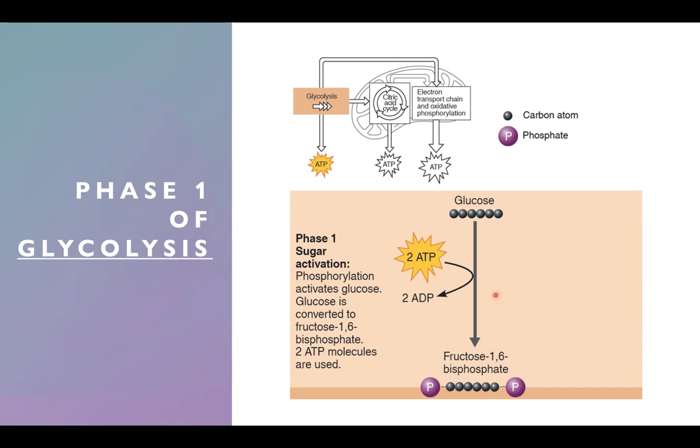And to do this step, we actually need 2 ATP in this first step. And you're probably thinking, we're trying to make ATP, not use it up. But this phase 1 of glycolysis actually requires 2 ATP to do this phosphorylation step. So this slide will hopefully help you fill out that first handout where you're filling out some of the labeling.